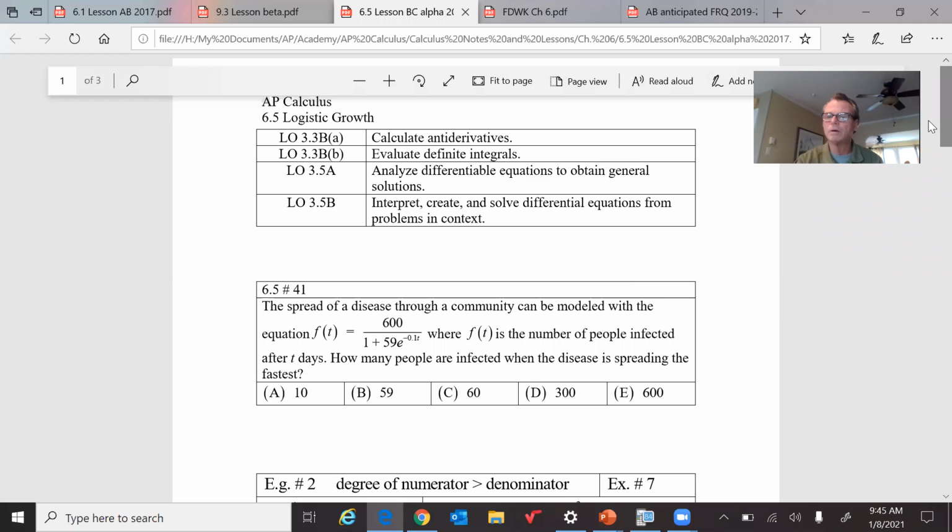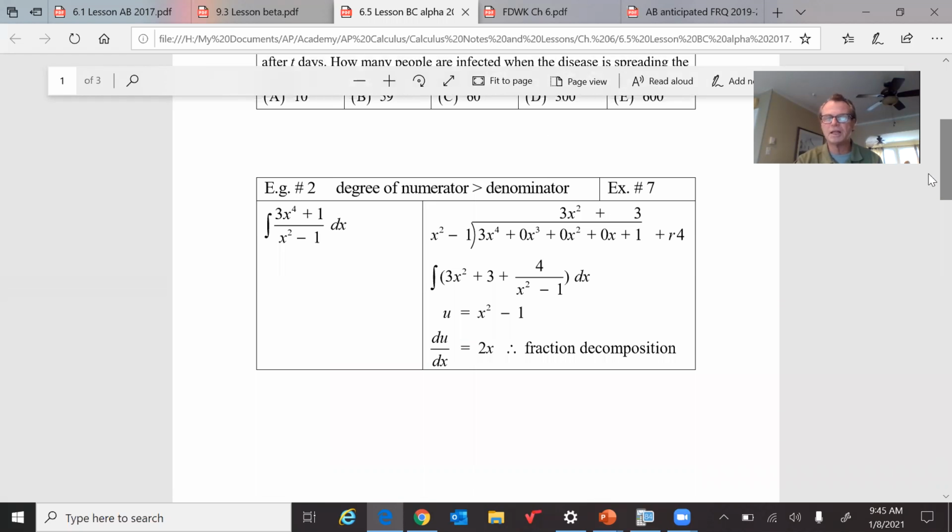So we're just going to go here. Example 2 says this. Oh, good old-fashioned long division of polynomials. We're going to do this, that's why I backed up from the PowerPoint, if the degree of the numerator is bigger than the denominator, and we want to anti-differentiate this. We start by doing long division.